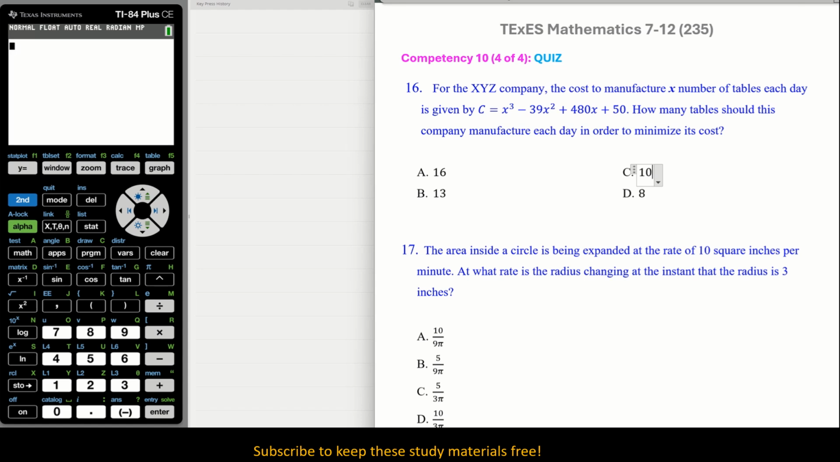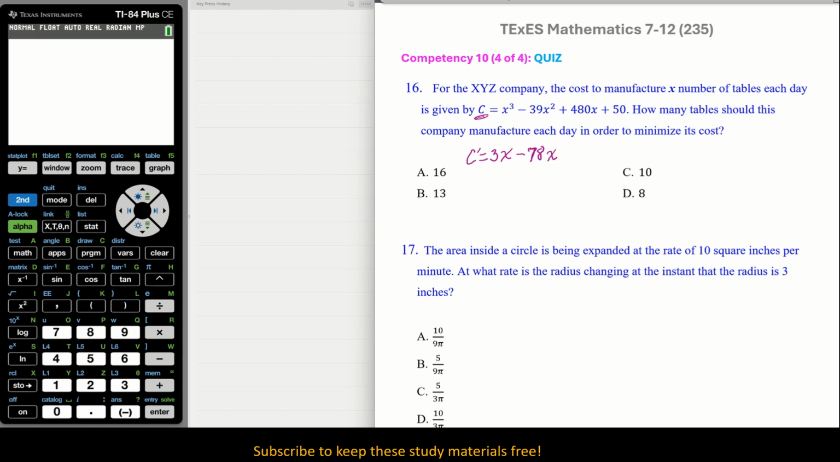Okay, what I prefer doing is getting the value of C prime, entering that in the calculator for the first column, and then putting in our actual cost function in the Y2 column. So then what we need is C prime equals 3x squared minus, well, we have 2 times 39, which is 78. If you don't trust that, put it in the calculator real quick.